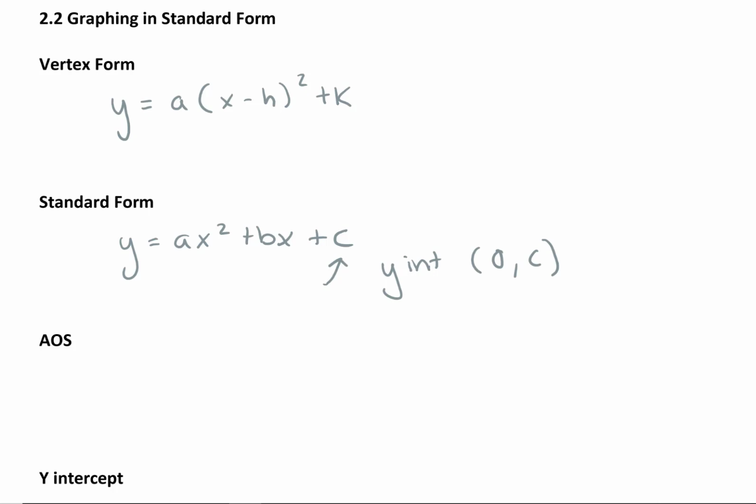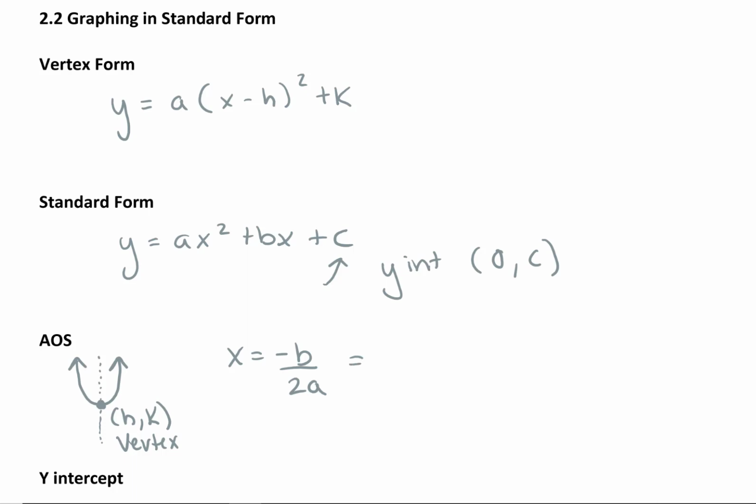And how we're going to identify the vertex is by using our equation for the axis of symmetry. If you remember, the axis of symmetry is a vertical line that goes right through the center of our quadratic. And if it goes through the center of our quadratic, it's really going through the x value of the vertex. So if we can find the x value of the vertex, then we can find the vertex, which will help us graph. So the axis of symmetry is defined by negative b over 2a.